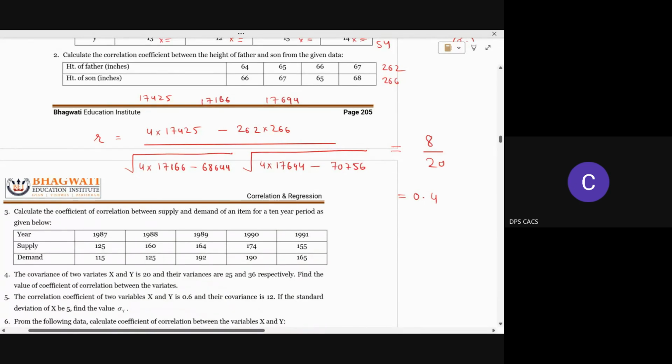So it depends on the figures that they are giving in the exam. If figures are complicated, your calculator will help you. It will take a little time, but it should be done in 1 minute. In 1 minute I should get it. Right? 0.4 is correct. Anyone who is getting a different answer?